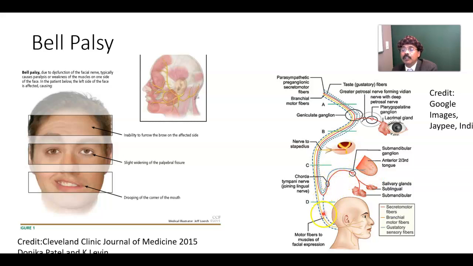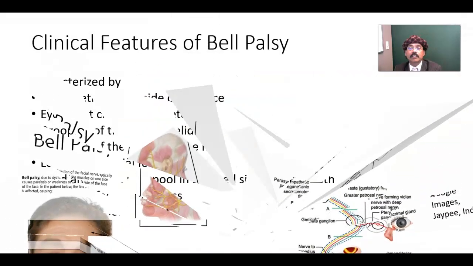So if there is a lesion here in the stylomastoid foramen, there will be no loss of taste sensation, no dysfunction of the salivary gland, no hyperacusis, no dysfunction of the lacrimal gland. Those will not be affected if there is a lesion here. Okay, we got that. Now we'll go to the next slide.